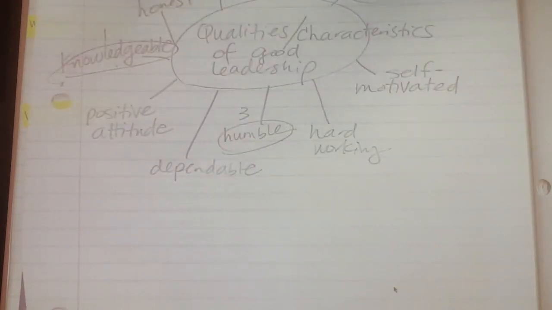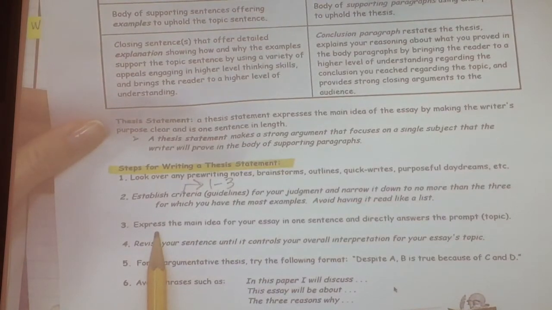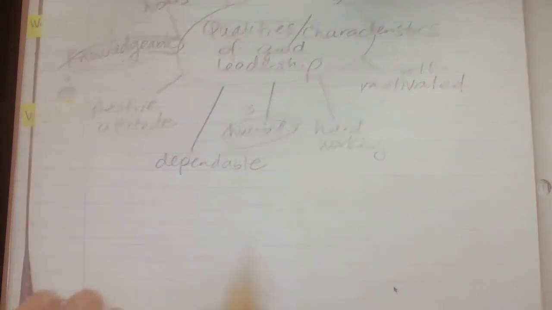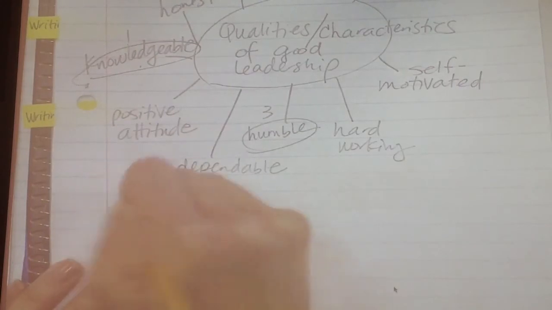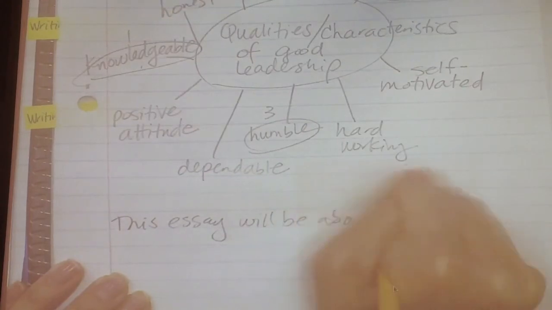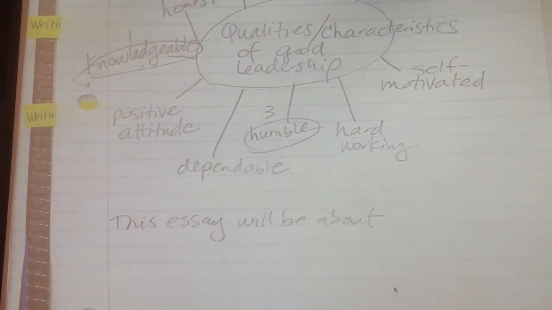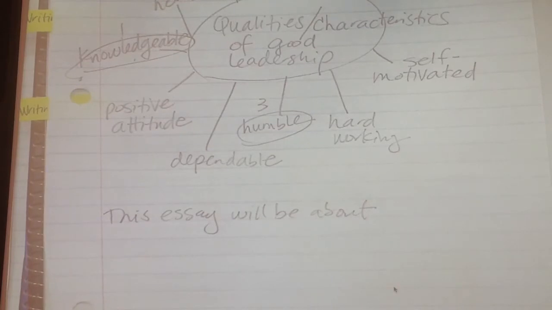Now we begin to express the main idea for the essay in one sentence, directly answering the prompt. So I'm going to use the Mr. Jeffrey way, and I'm going to start it with, "This essay will be about." You should also write this. Anything I write, you write. We begin like this because it's great if we can come up with the perfect thesis the first try, but it simply often doesn't work that way. It's a process of writing, so we're going to start like this.